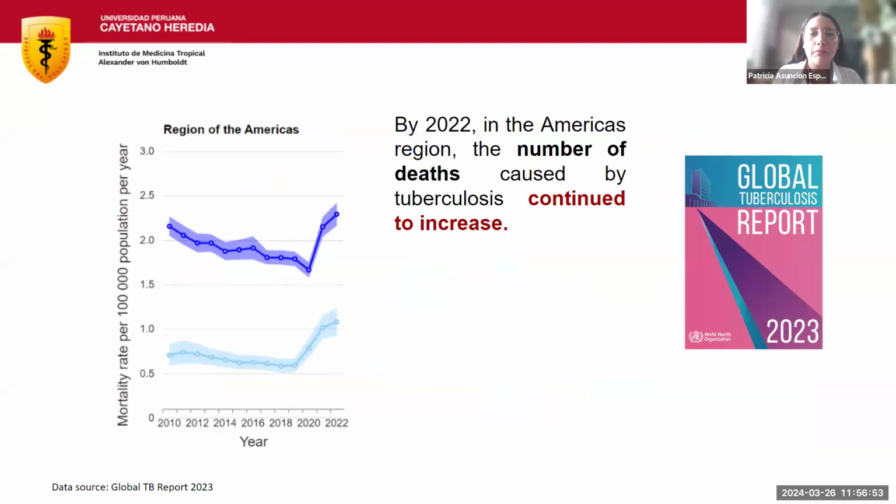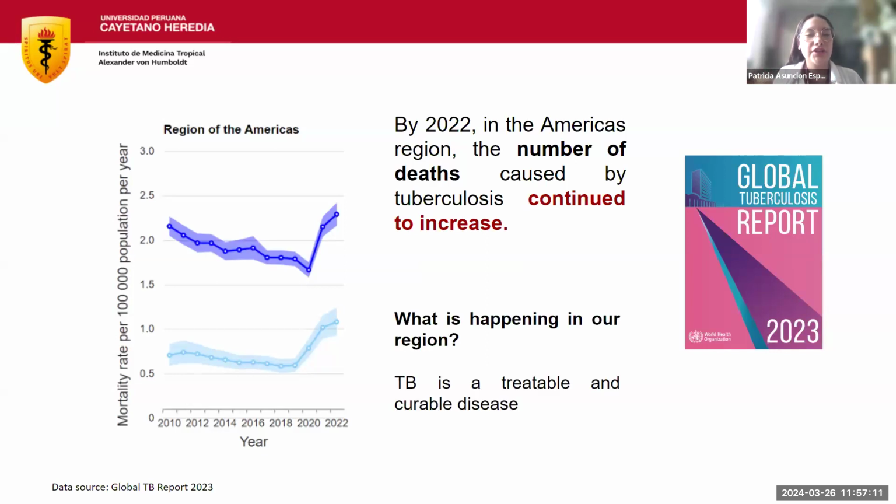short graph that shows us that by 2022 in the Americas region, the number of deaths caused by TB continued increasing. This is just a general overview graph where you can see the mortality rate by population per year. So what is happening in our region? What is happening with this number of deaths increasing, even though TB is a treatable and curable disease? And nowadays, there are a lot of methods to get diagnosed with this disease. So what is happening? This is something that we need to analyze in each country, in each context.